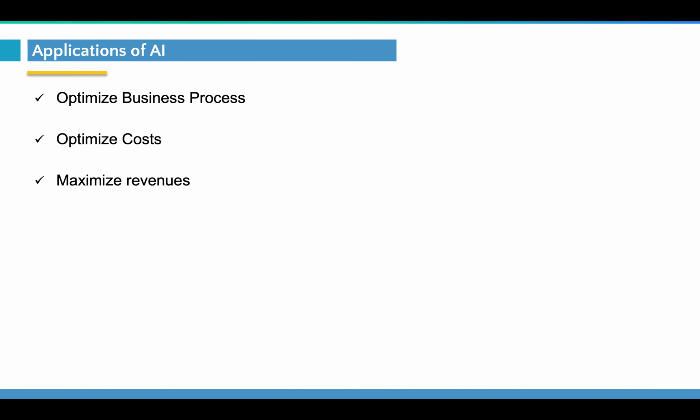And maximizing revenues. Revenue maximizing means we can maximize the revenue by upselling the products or cross selling the products. We can apply different techniques and algorithms to increase the revenue for any business, right? So there are some examples.